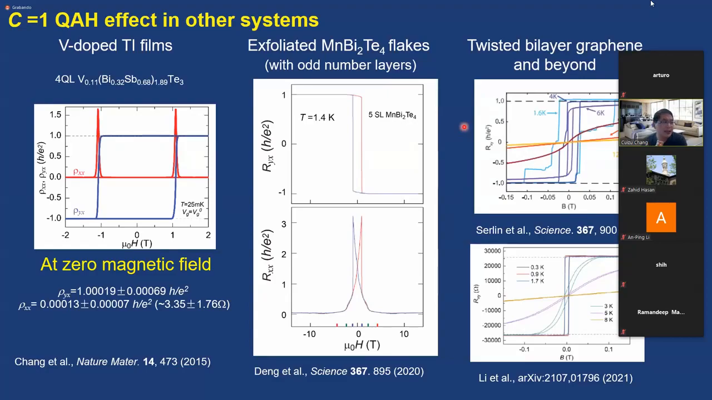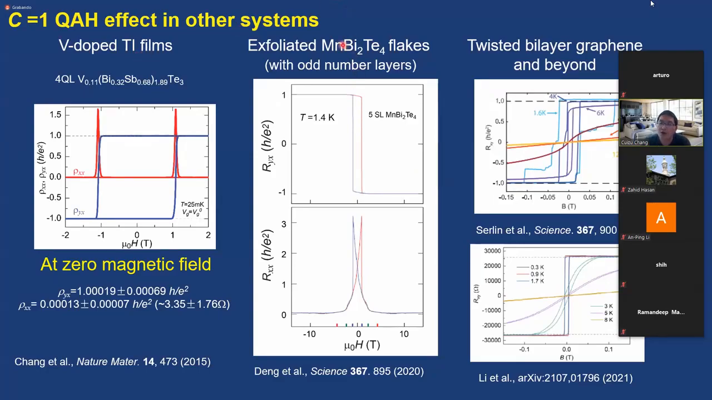In addition to the C equals 1 quantum anomalous Hall effect in the chromium doped TI system, the zero magnetic field C equals 1 quantum anomalous Hall effect has also been found in vanadium doped topological insulator. As I just told you, there are 2 systems with the zero field anomalous Hall effect: one is chromium, one is vanadium. Vanadium was unexpected from the theoretical predictions, but we can still realize the quantum anomalous Hall effect in experiments.